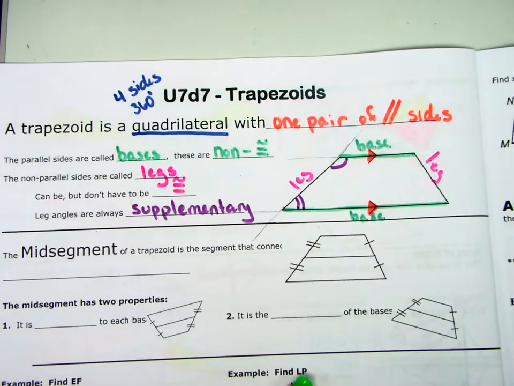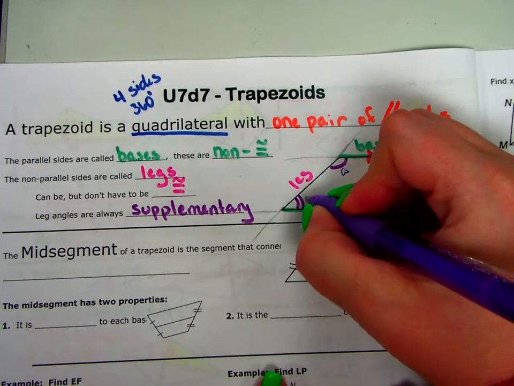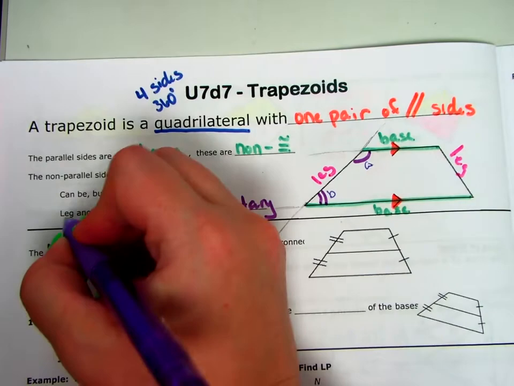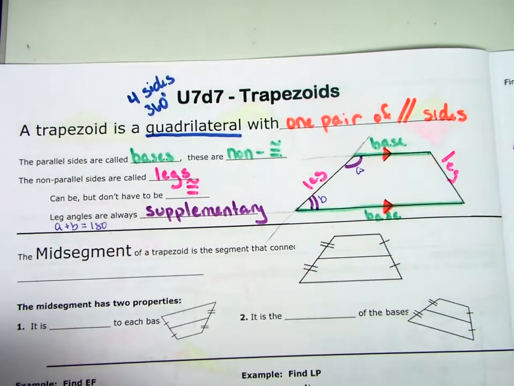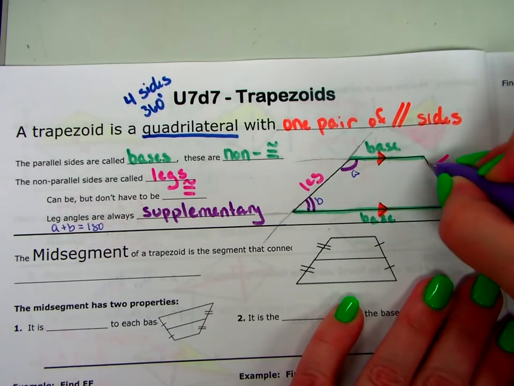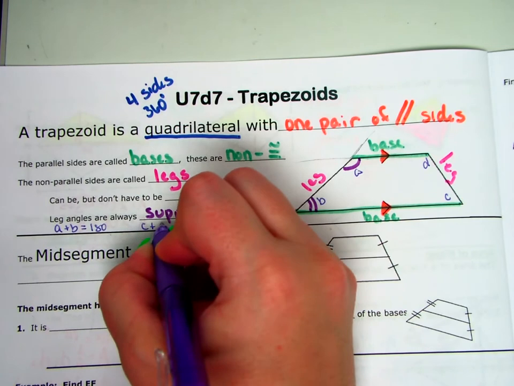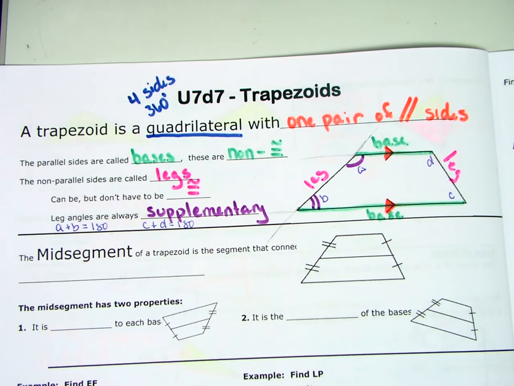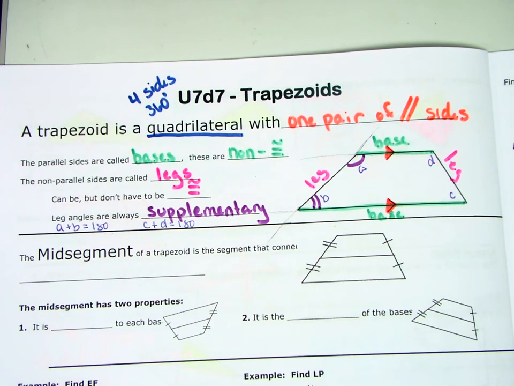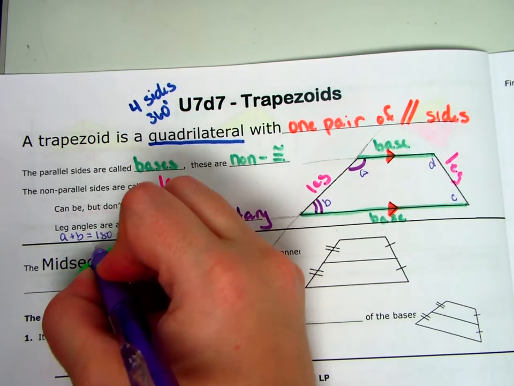So if I think of this as angle A, and this as angle B, I know A plus B has to equal 180. And if this is angle C, and this is angle D, I know C plus D has to equal 180. But A, B, C, and D, none of them have to equal each other. All four angles can be different.